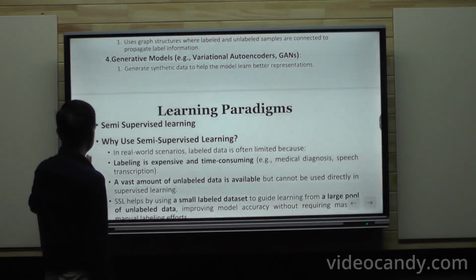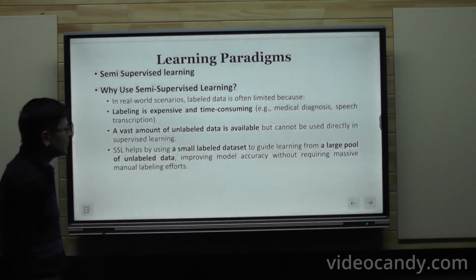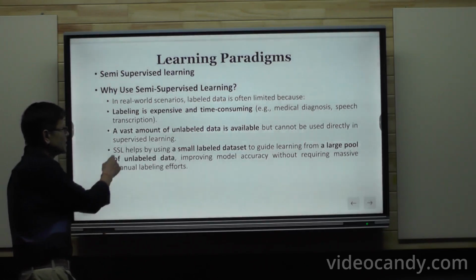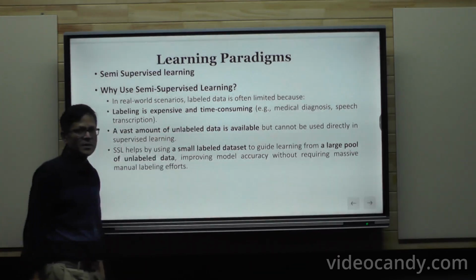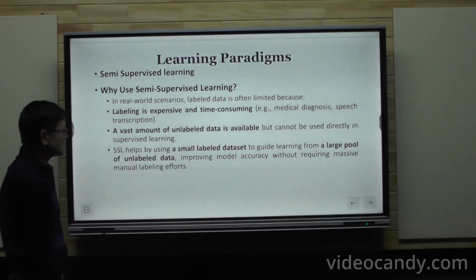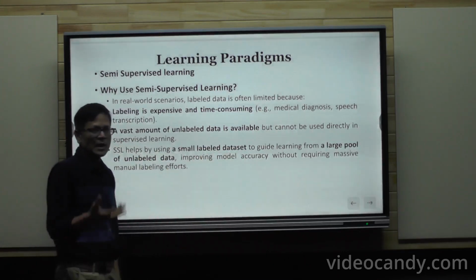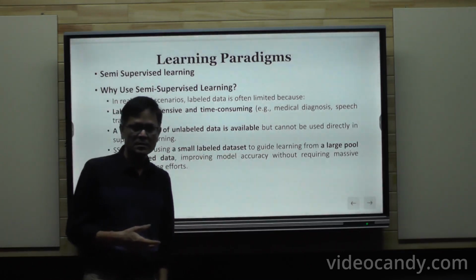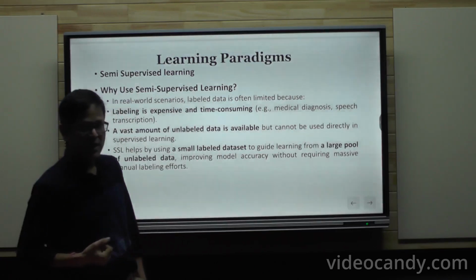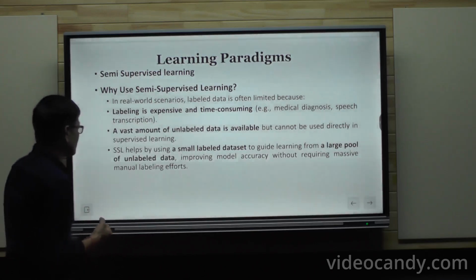So why should we use semi-supervised learning? In real world scenarios, labeled data is often limited because labeling is expensive and time consuming, like medical diagnosis and speech transcriptions, which are very costly. And a vast amount of unlabeled data is available. You can collect the data without labeling it. So a vast amount of data is available to us, but cannot be used directly in supervised learning.